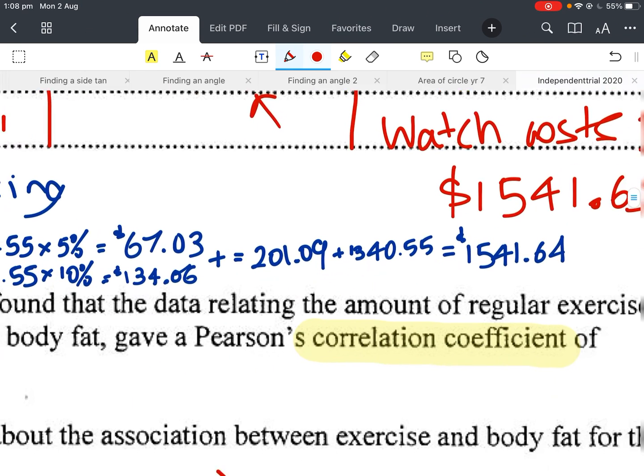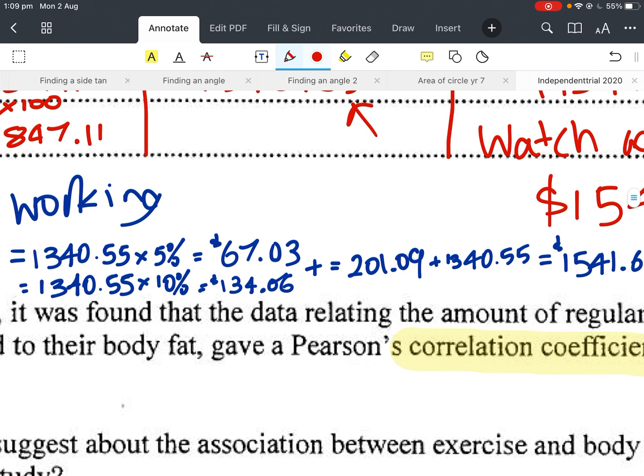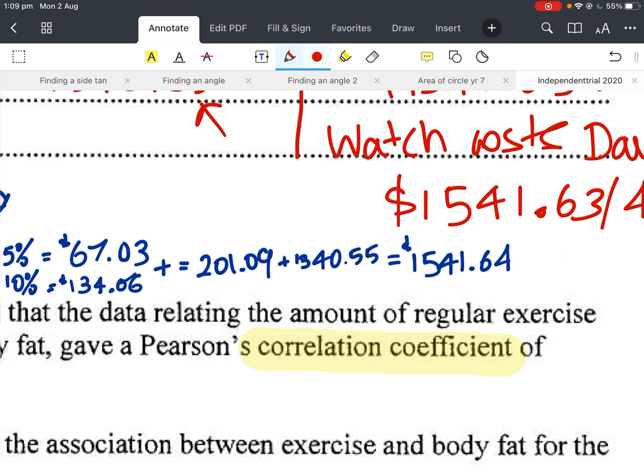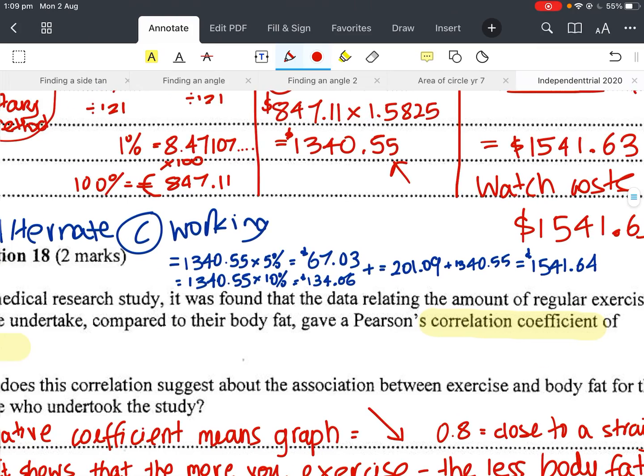and that gave me this amount here, $1,541.63. Now I did a different style of working down here. You may be used to this. You could have found 5% of 1,340 and then 10% of the 1,340, found those separately, which I did there. Then I added them together and then I added them on to the price. Either way, you still got the right amount. Okay? Got the correct answer either way.